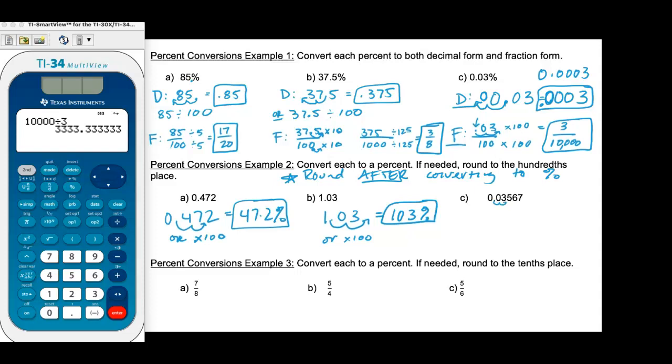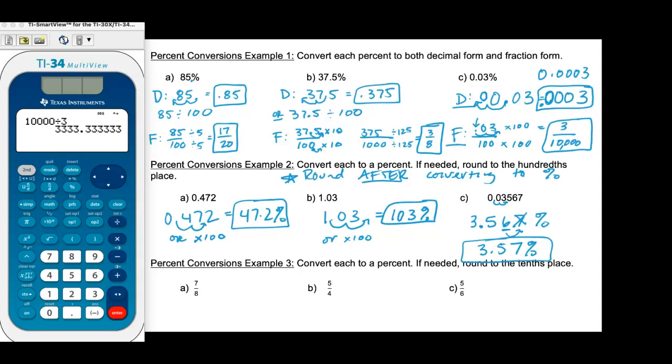And then the last example, I'm going to take this decimal and I'm going to move it 1, 2 to the right. So I get 3.567%. And then, now in this one, I am going to be able to round because it says round to the hundredths place. So I count after the decimal, we've got the tenths place and the hundredths place. So I look to the right, that 7 tells me to bump the 6 up to a 7. So I'm going to have 3.57%. And then this 7 just goes away. So my final answer is 3.57%.